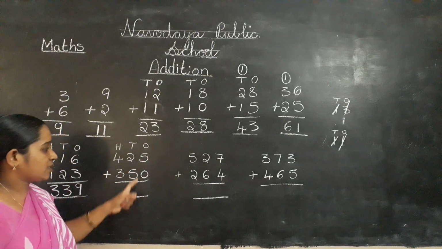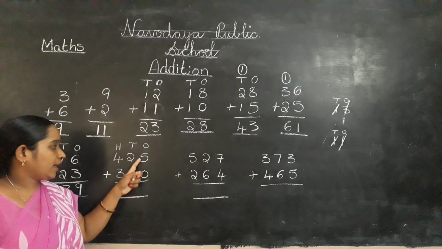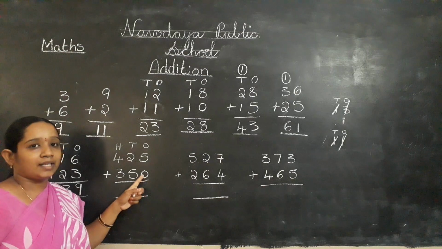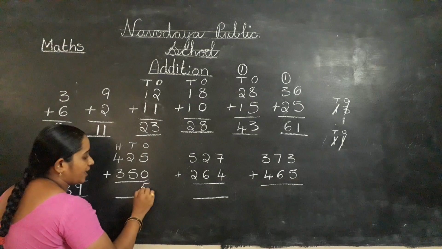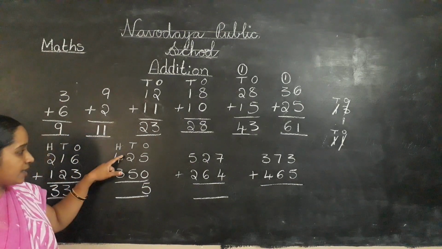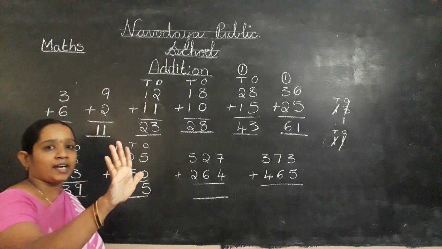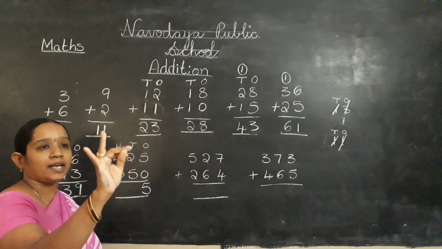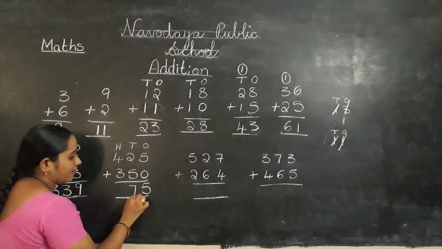Next one. Ones, tens, hundreds. So add the ones place digits first. 5 plus 0. Here recall that point: when we add 0 to any number, the answer is the number itself. So 5 plus 0 means 5 itself. Next, tens place. 2 plus 5. Keep 2 in mind, take 5 fingers. 2 after: 3, 4, 5, 6, 7. So 2 plus 5 is 7.